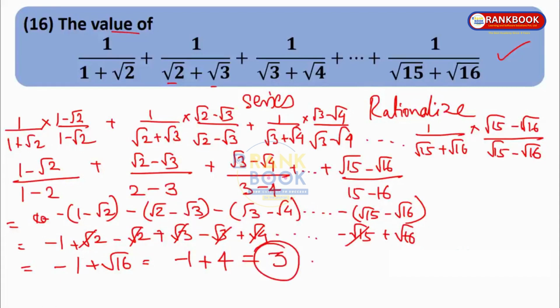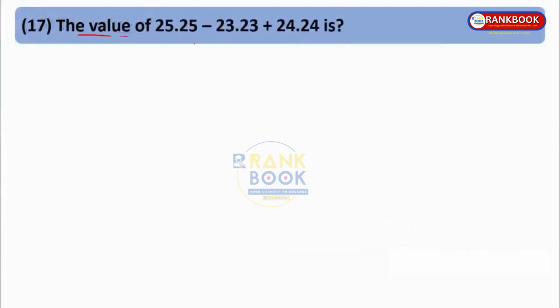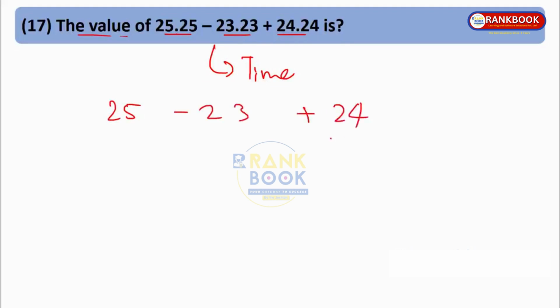Moving to question number 17. The value of 25.25 minus 23.23 plus 24.24 is... Now this is a very easy sum. Where people make mistakes or consume time is that they directly start adding and subtracting. That takes time. How to solve this quickly? Very easy. Don't directly add or subtract. Take the numbers before the decimal point. What is it? 25 minus 23 plus 24. 25 minus 23, 2 plus 24 is 26.